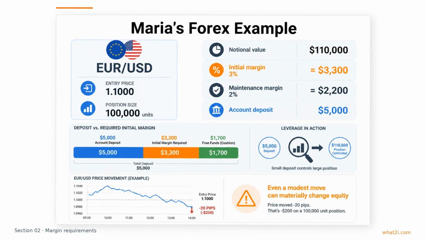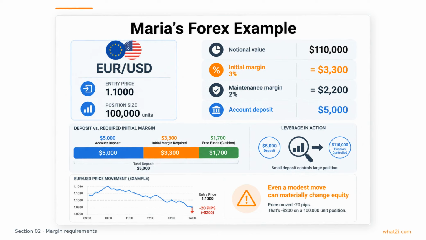Suppose she opens a Euro USD trade for 100,000 units at 1.1000, creating a notional value of $110,000. If the broker requires 3% initial margin, she must post $3,300 to open it. If maintenance margin is 2%, then she needs equity of at least $2,200 to keep the trade open.